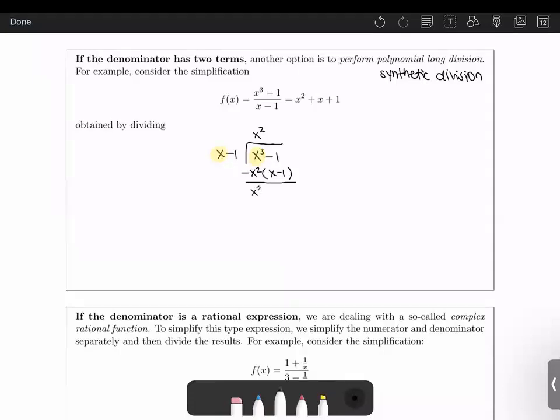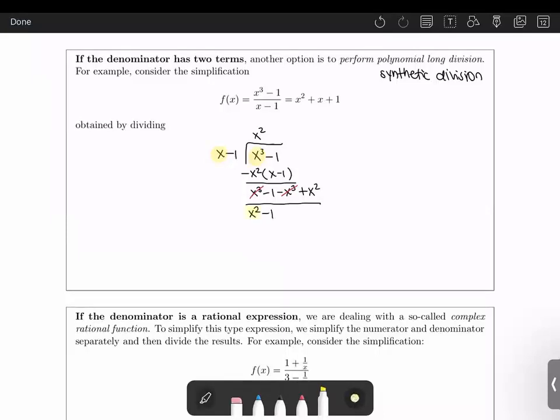And so I'm going to just write this out fully by carrying down my x cubed minus 1. And then I'm going to go ahead and distribute to get negative x cubed plus x squared. And then I can cancel these things out. So again, remember, we're just going to write our highest power of x in front. So we get x squared minus 1.